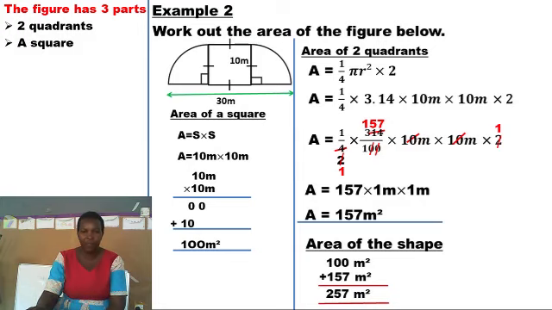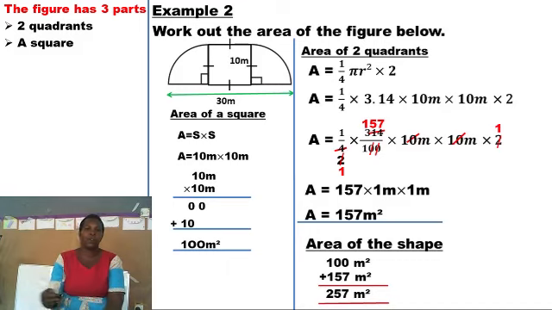Why 257? As you add the ones, we have 0 plus 7, which gives us a 7. 0 plus 5 under tens, we have a 5. And 1 plus 1 under hundreds, we have a 2. So, my dear boys and girls, this is the answer for question example 2.